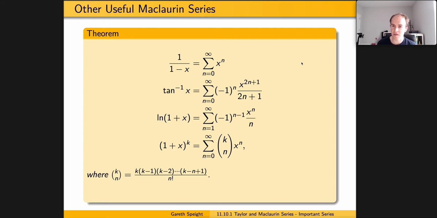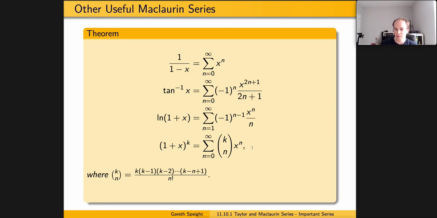So 1 over 1 minus x, we should already have memorized. It's the sum of x to the n. And then we had a couple of variants that we got from 1 over 1 minus x. For instance, when we replaced x by minus x squared, we got 1 over 1 plus x squared, and then we integrated both sides. We got a power series for arctan x, or inverse tangent of x, which was what we have here on the right-hand side. If you replace x by negative x, you get 1 over 1 plus x, and then if you integrate both sides, we can get a power series for ln of 1 plus x. So the second and third ones here are pretty easily recoverable from 1 over 1 minus x.